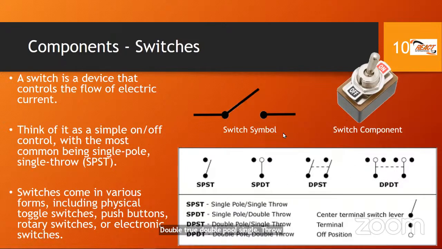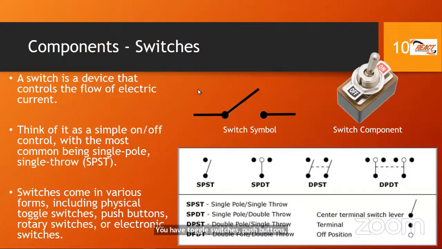This is the switch symbol. This is what it physically might look like. It's one of the ways it looks. Just now we will come to a slide showing what switches also look like. And this is the point here: they come in various forms and different sizes. You have toggle switches, push buttons, rotary switches, and electronic switches.